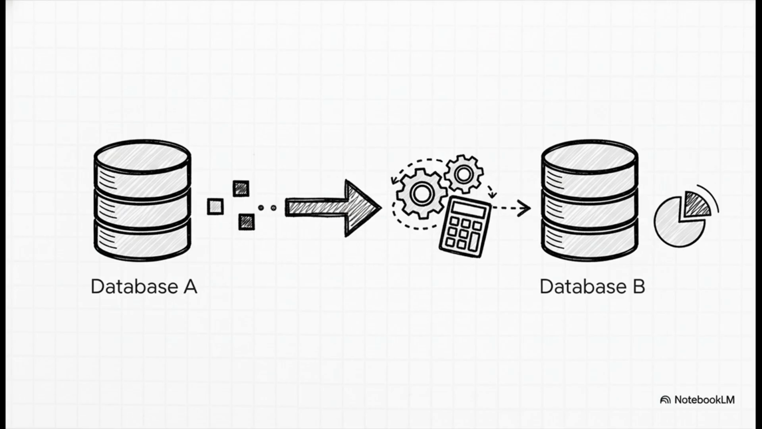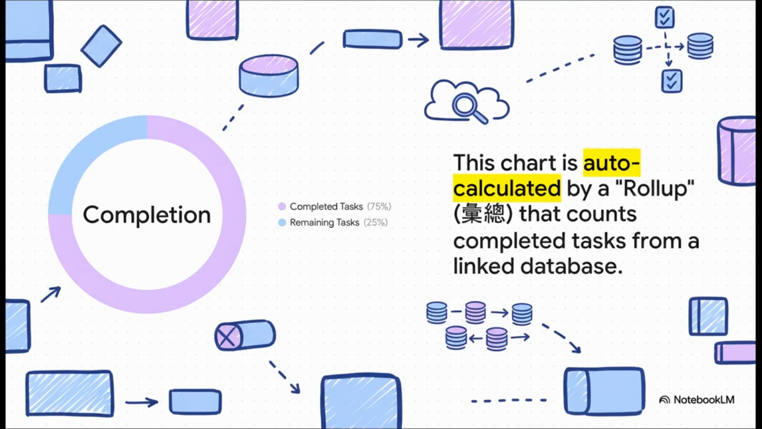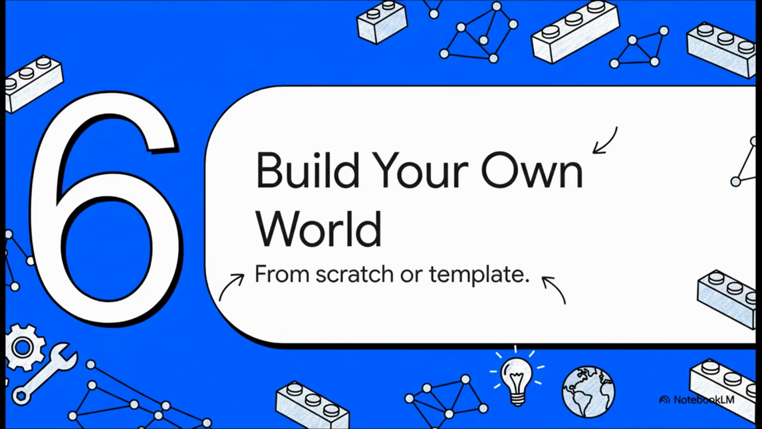And once you've made that link, you can start pulling information across your databases and perform calculations automatically. This is how you create those really dynamic dashboards you see people using. For example, look at this. This chart shows a project is 75% complete. How does Notion know that? Well, it's using something called a roll-up. It automatically looks at all the tasks you linked to this project, counts how many of them are marked as done, and then it just does the math for you, and it updates in real time. It's amazing.